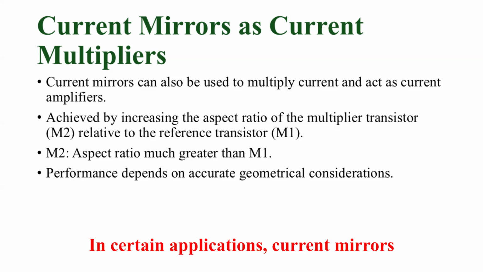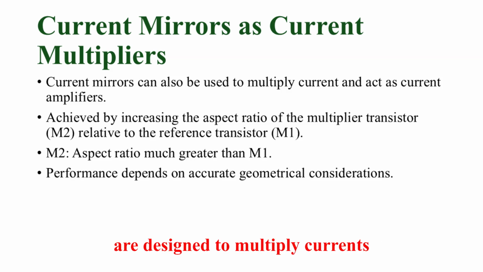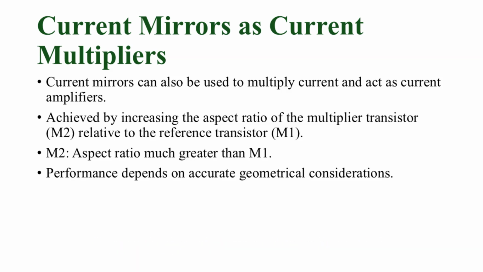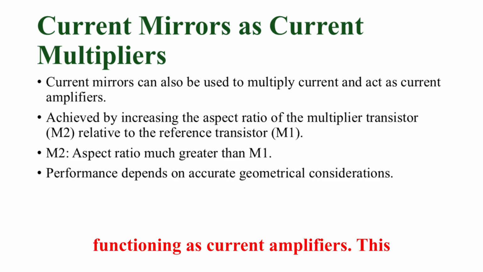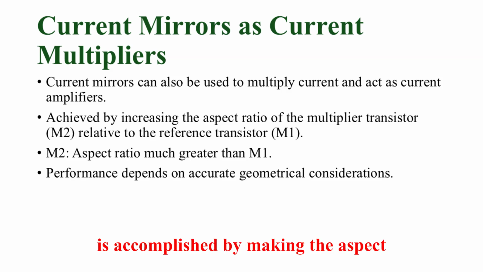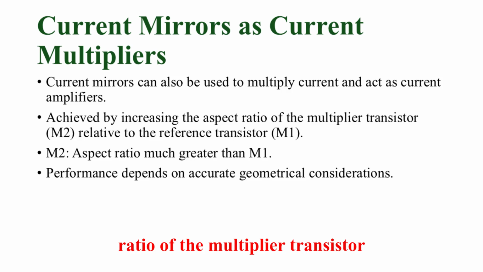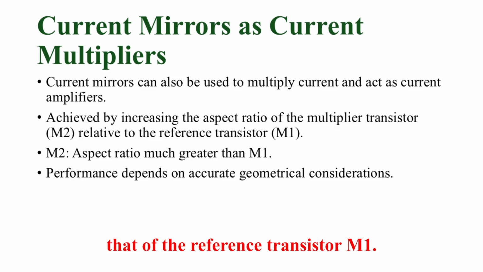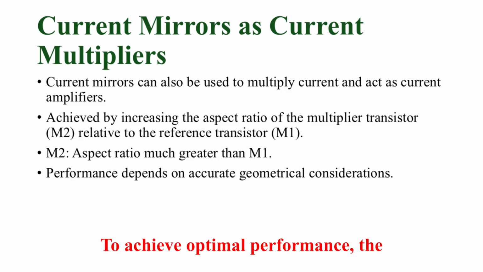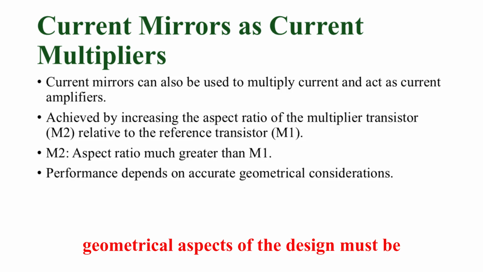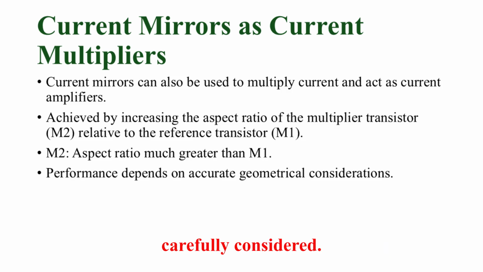In certain applications, current mirrors are designed to multiply currents, functioning as current amplifiers. This is accomplished by making the aspect ratio of the multiplier transistor, M2, significantly larger than that of the reference transistor, M1. To achieve optimal performance, the geometrical aspects of the design must be carefully considered.